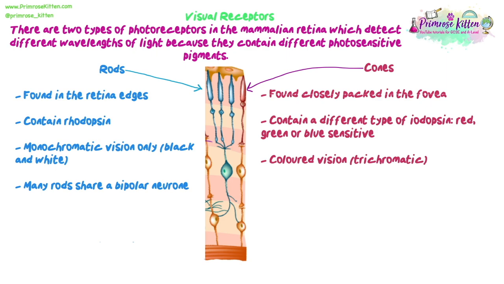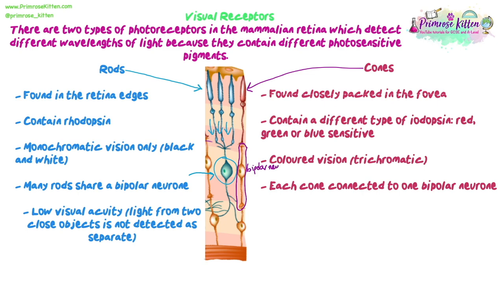This is one of the structural things. So there are many rods, multiple rods joined to one bipolar neuron. They share. In cones, each cone is connected to just one bipolar neuron. Because many rods share a bipolar neuron, they have low visual acuity. So it means that they cannot separate light from close objects that is detected by those rods, because they can't see them as separate objects. All three of those rods are very close together, but they only share one neuron, so they can only produce one action potential between them.